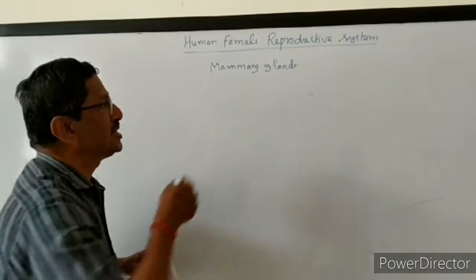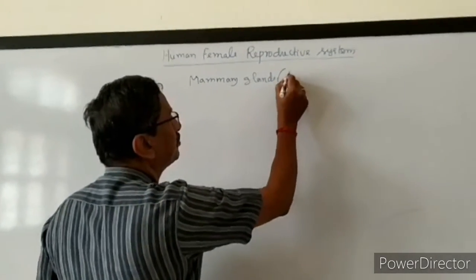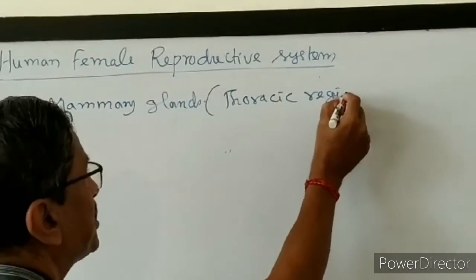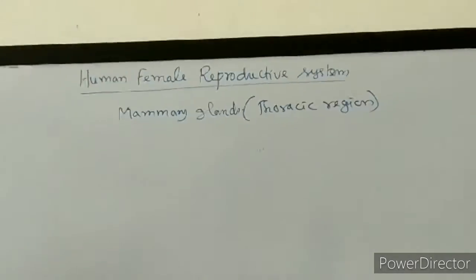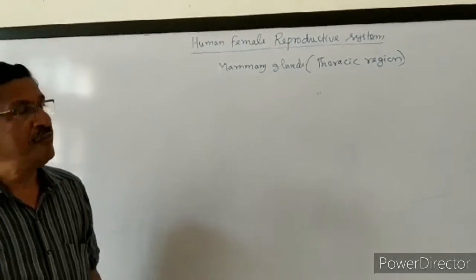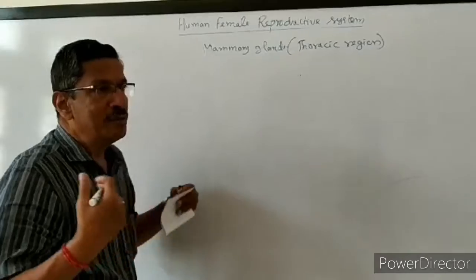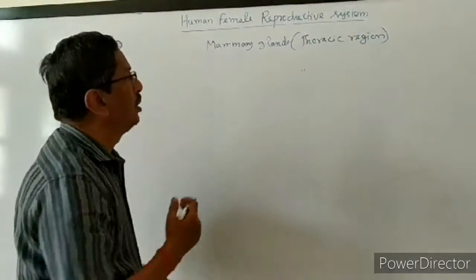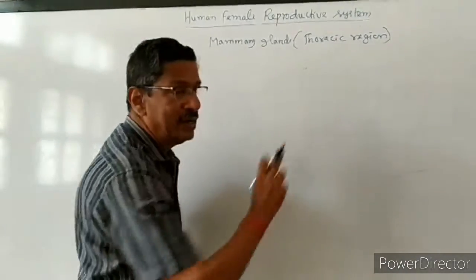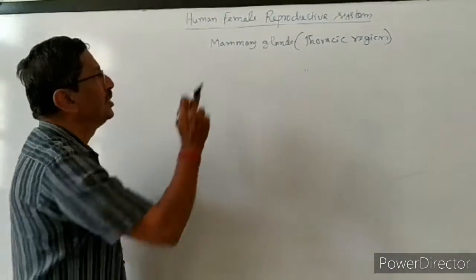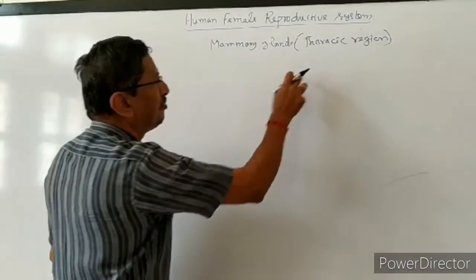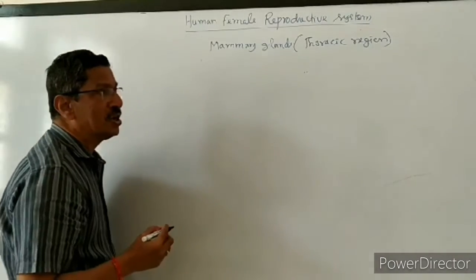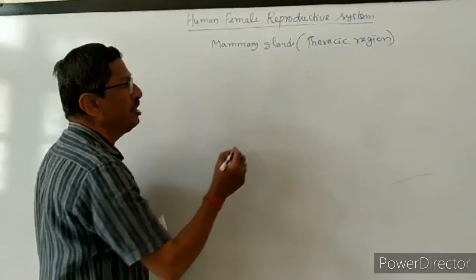The mammary glands are present in the thoracic region. Thoracic region means chest region. Now the mammary glands are nothing but modified sweat glands. In our body, in our skin, a lot of sweat glands are present everywhere, producing sweat. But the mammary glands are modified. They are not producing sweat, but instead they produce milk after a child is born. So we are going to study the structure of one mammary gland of the female.